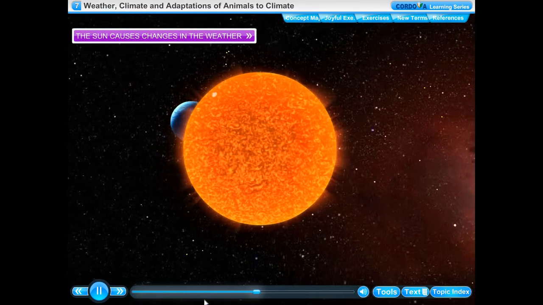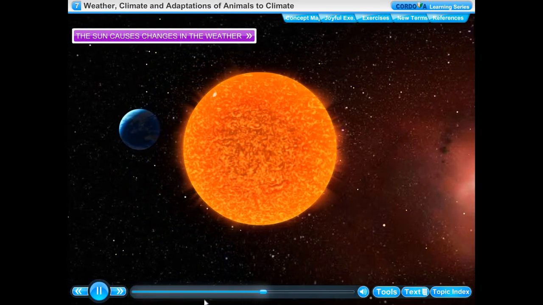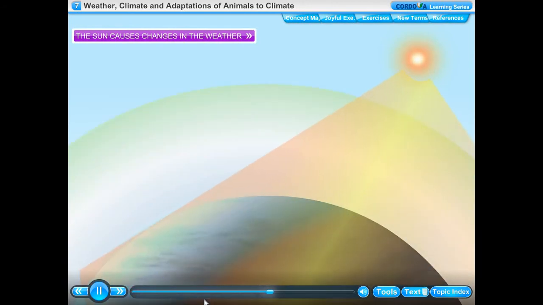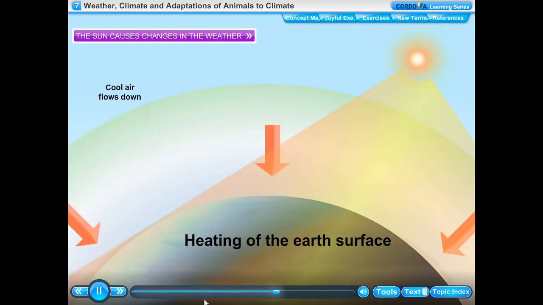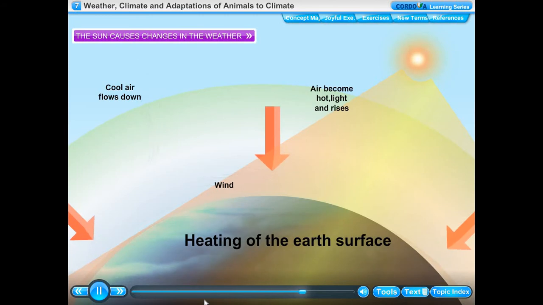We know heat from the sun heats the earth's surface. The hot surface of earth heats the air near it. This hot air, being lighter, rises up creating an area of low pressure. Air from high pressure area moves towards the low pressure area. This moving air is called wind. So, it is the sun's heat which causes wind to blow. If a lot of wind blows in a day, then we say that the weather is windy today.